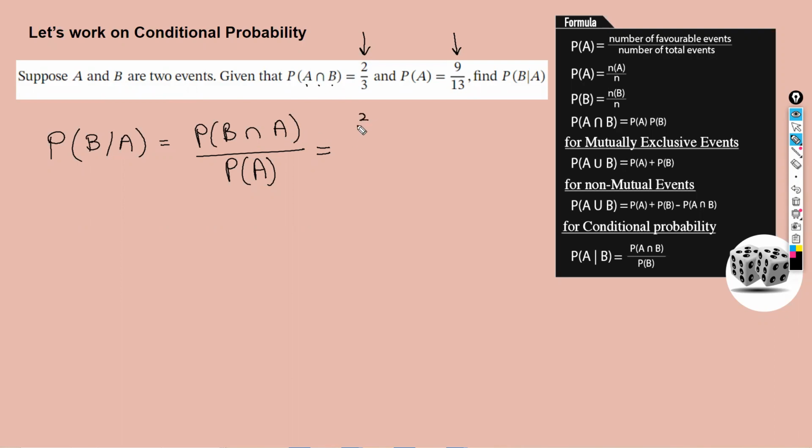So that means 2/3 goes on top. And the probability of A is 9 on 13. So you just have to use your calculator to divide that. So let me use my calculator. Divided by 9. And I am getting 26 on 27. Or for those who want to use your decimals, you will get roughly 0.96 point something, something, something, but roughly 0.96. Anyone is correct today.